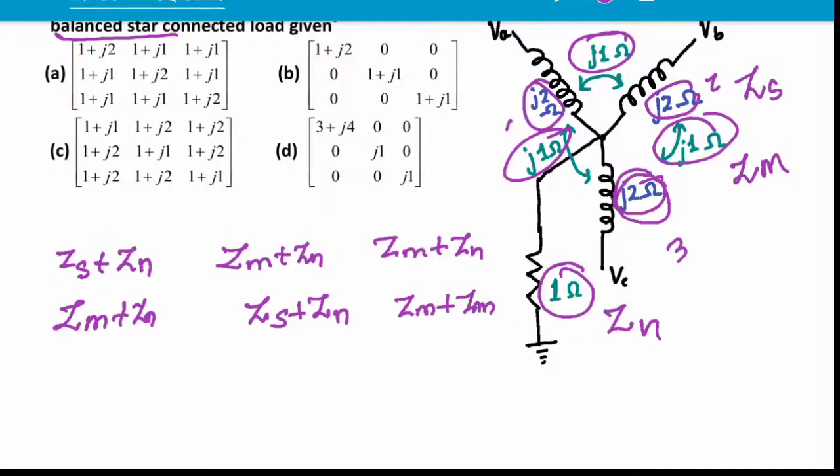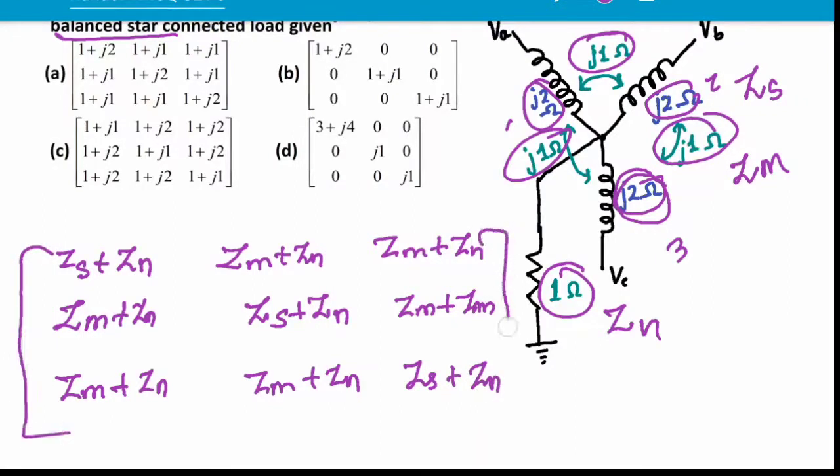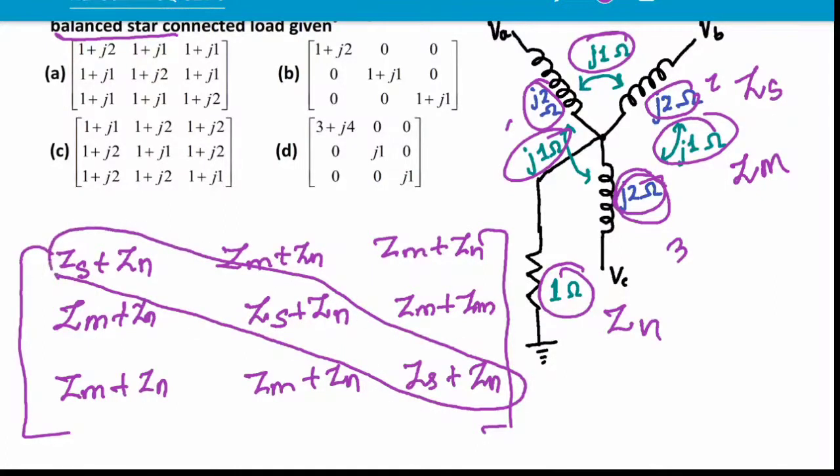Zm plus Zn, Zm plus Zn, Zs plus Zn, that is, all the principal diagonal elements are the same, that is the self impedance plus the neutral resistance, and all other elements off the diagonal are Zm plus Zn. This one is the main thing.